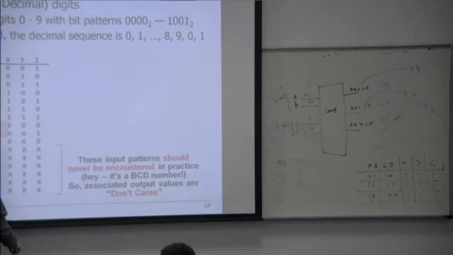On the left hand side, ABCD. If the code is 0, what will be the output? 1. If it's 1, 2. If it's 8, 9. If it's 9, is 10 valid? No, it will become 0. So it means 0, 0, 0, 0. You got it? So now the input is BCD, the output is BCD. What is the input? Can you see here?